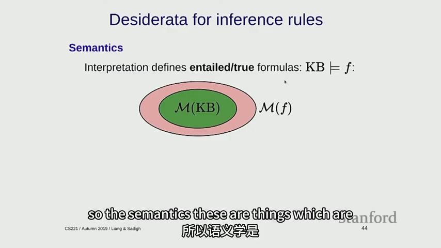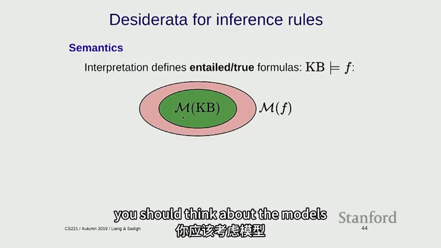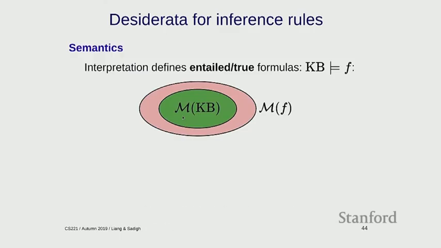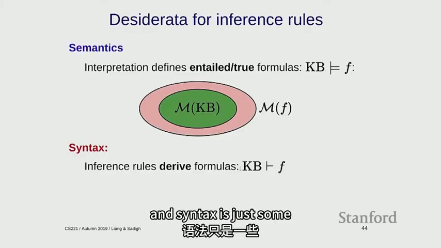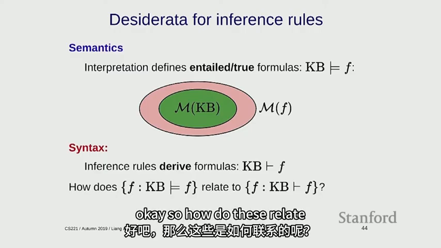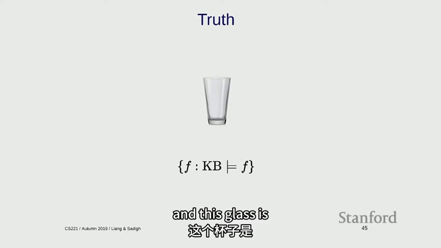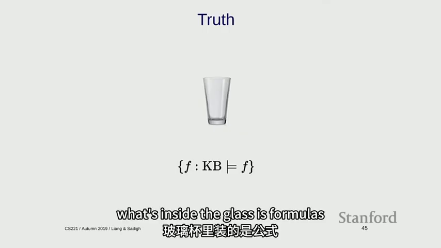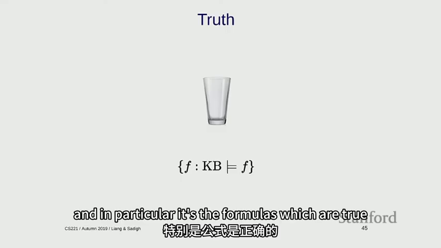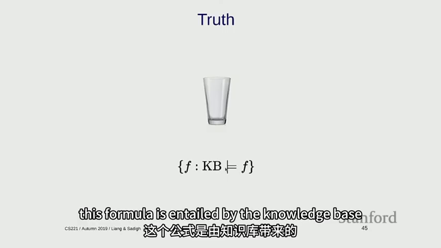So the semantics, when you look at semantics, you should think about the models implied by the formulas. And syntax is just some set of rules that someone made up. Okay, so how do these relate? To understand this, imagine you have a glass. What's inside the glass is formulas, and in particular, it's the formulas which are true. So this glass is all formulas such that this formula is entailed by the knowledge base.